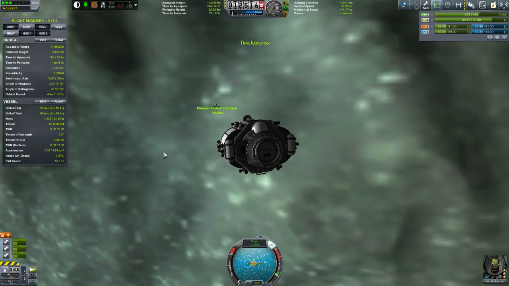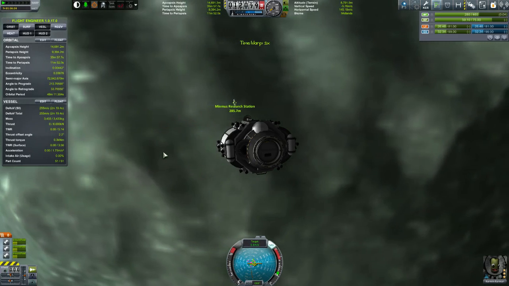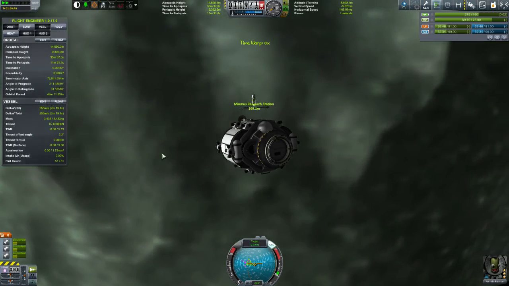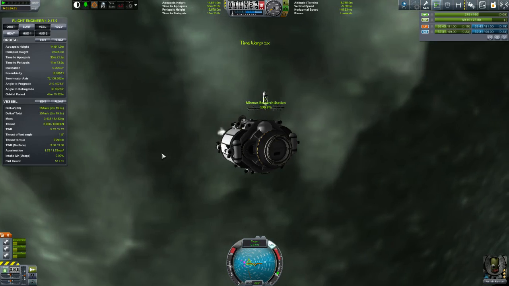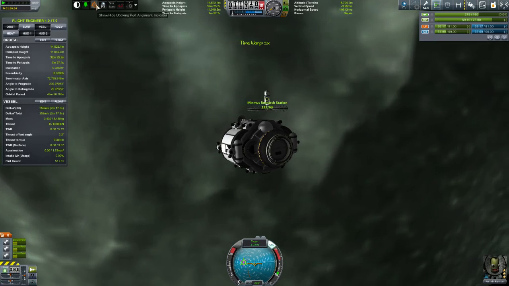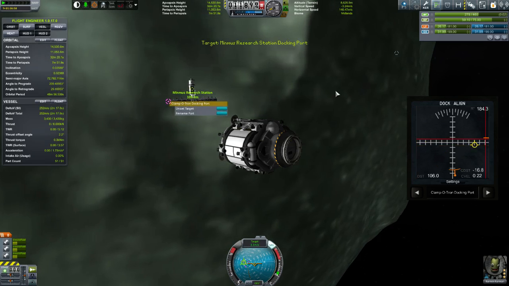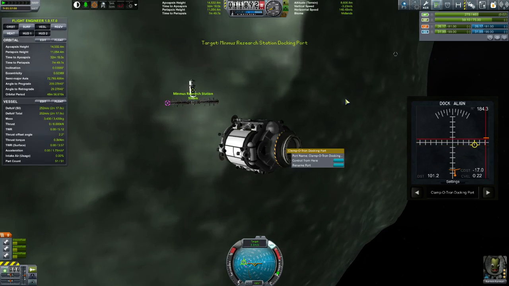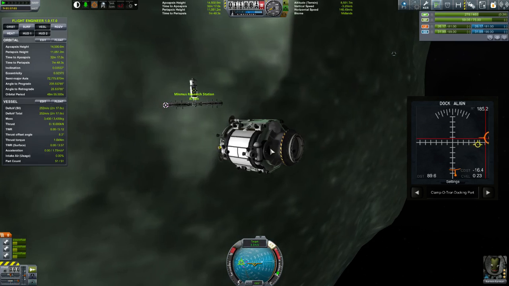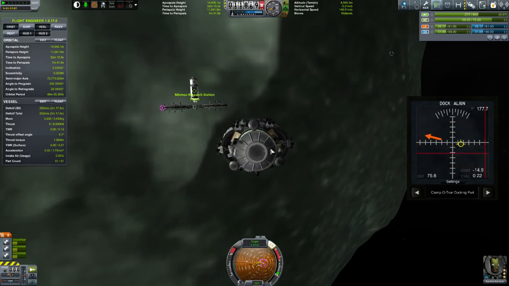Okay, and we'll keep closing in. Nearly there. Well, 200 meters. Nearly there. 100 meters. Brilliant. Now, I need my little docking alignment indicator. I'm actually going to aim for this one. I'm going to control from here. It's always a good idea to do that before you dock. That way you know that you're controlling it from the right way and you've got the right docking port selected.